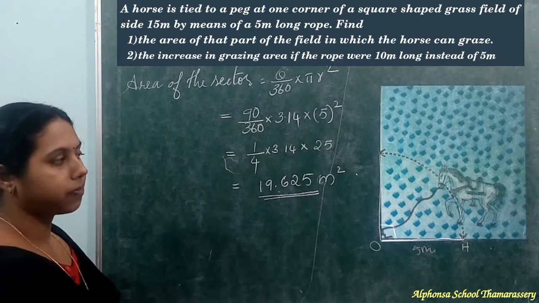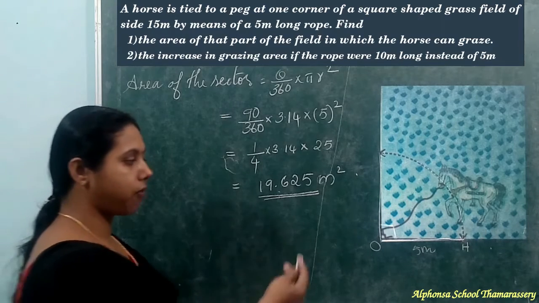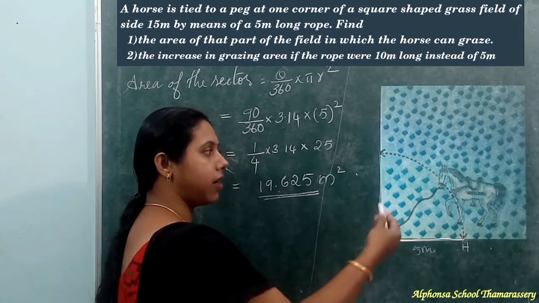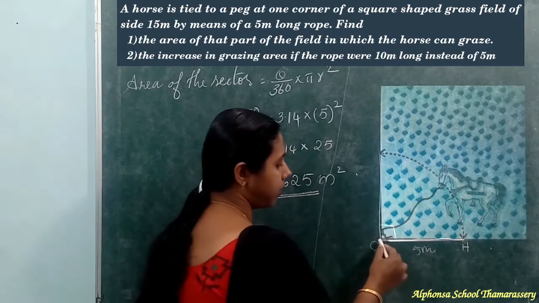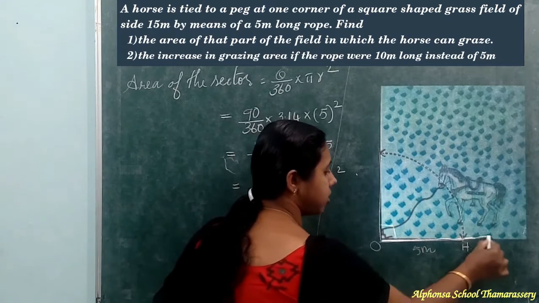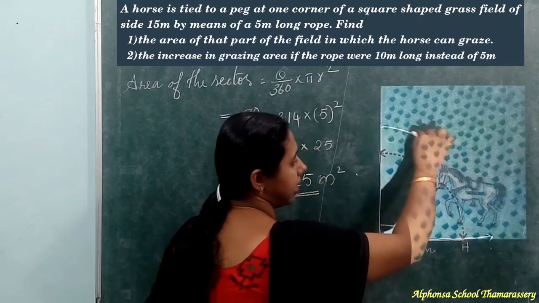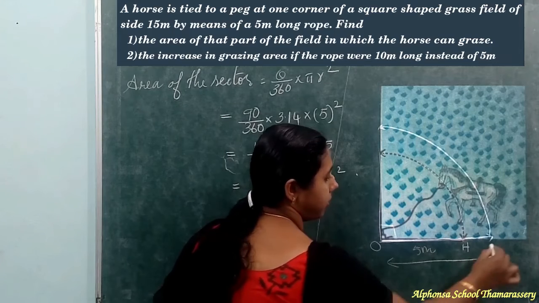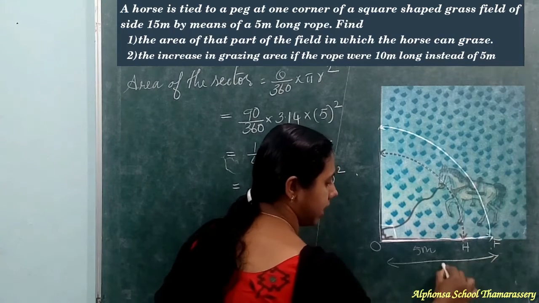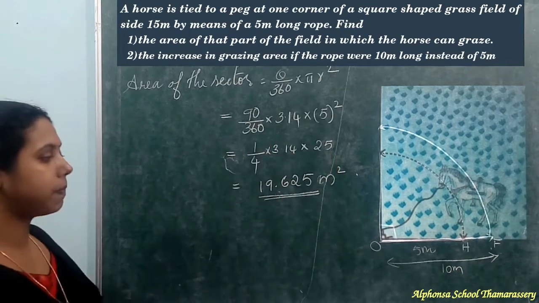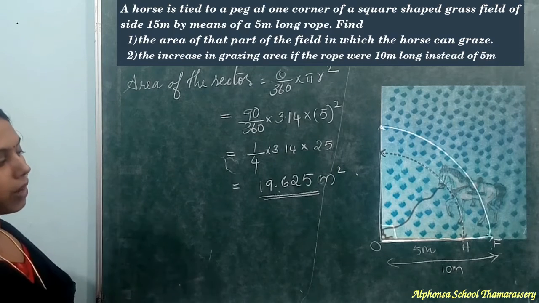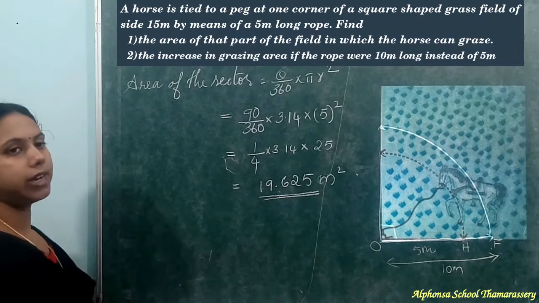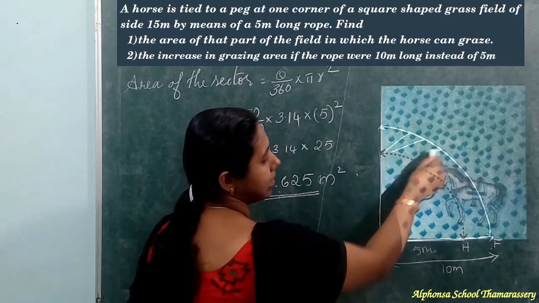The second question, what is the increase in area? Instead of 5 meters, if the length of the rope is equal to 10 meters, what will be the area, or what is the increase in this area? If the length of the rope is increased to 10 meters, then it can graze this much area. First of all, we want to find out, if the length of the rope is equal to 10 meters, what will be the area. Then we can find the increased area.